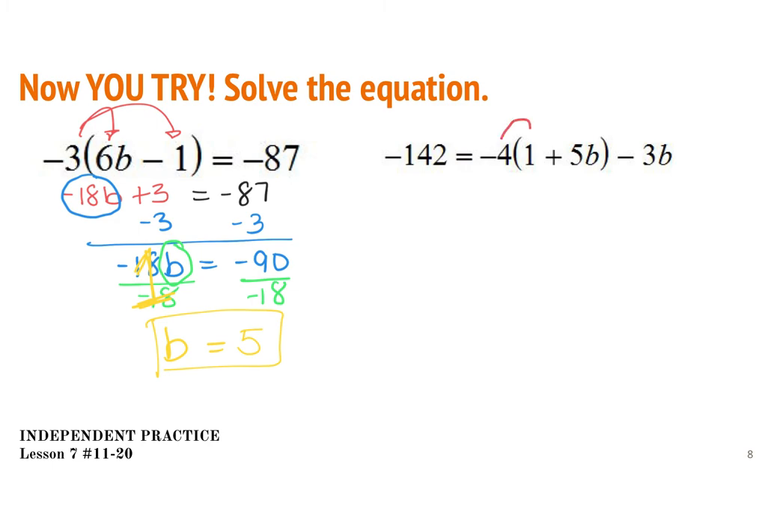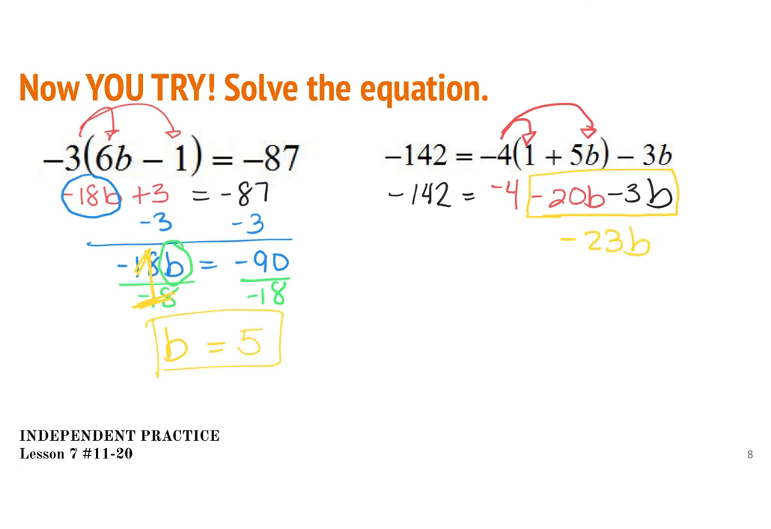Here I want to multiply the negative 4 using distribution. So I'm left with negative 4 minus 20b. I'm going to bring down everything else. In this case, I have to simplify again because I notice I have this negative 20b and that 3b. So I can combine like terms, giving me negative 23b.